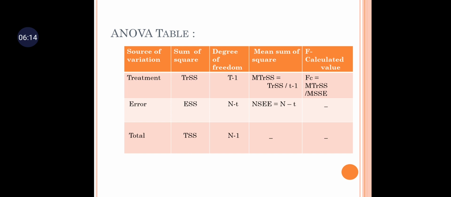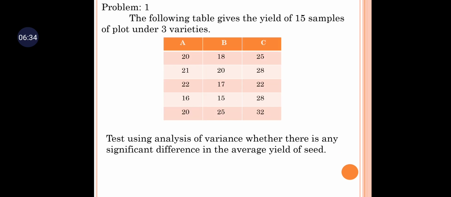So the F calculated value, Fc, is the mean treatment sum of squares divided by the mean sum of squares of error. So we have to handle this type of calculated value. This is for the general procedure.